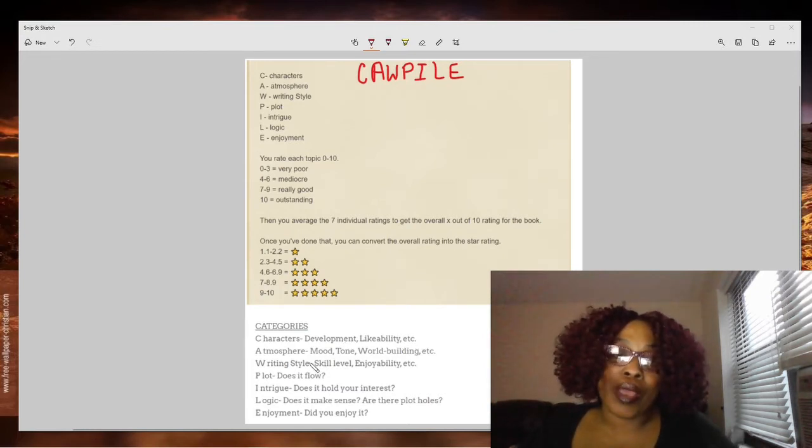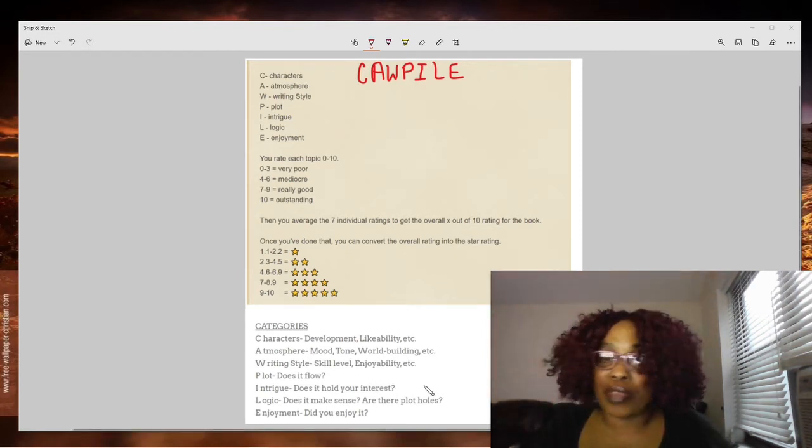The atmosphere has to do with the mood, the tone, the world building, etc. The writing has to do with the skill level and enjoyability of the book. How well you like the style in which the author has written the book. The plot, does the story flow? We all know that we read books and stories just do not flow sometimes. So the more it flows, the better rating you give it. Intrigue, does it hold your interest? Logic, does it make sense? Are there any plot holes missing? And the last one is enjoyment. So did you enjoy the book? So that's how you can use the CAWPILE system.